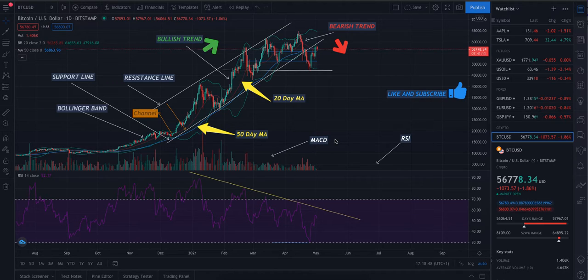In our second edition of Beginner's Guide to the Charts.